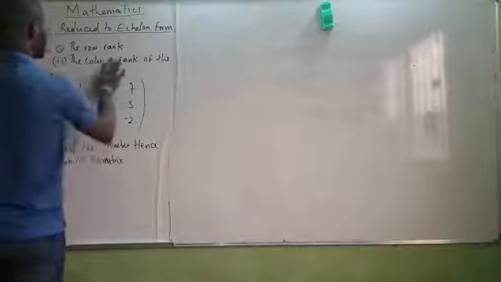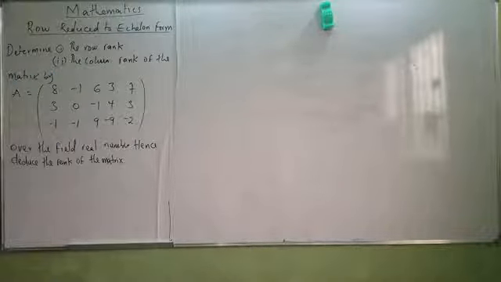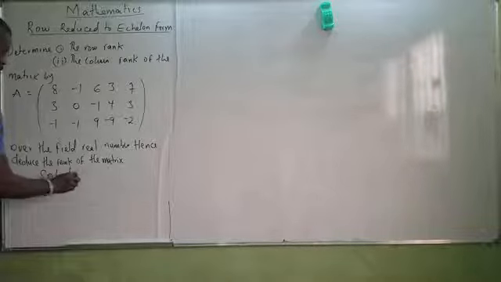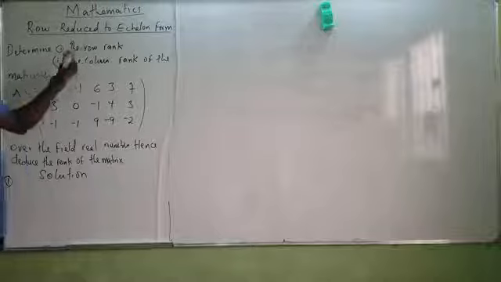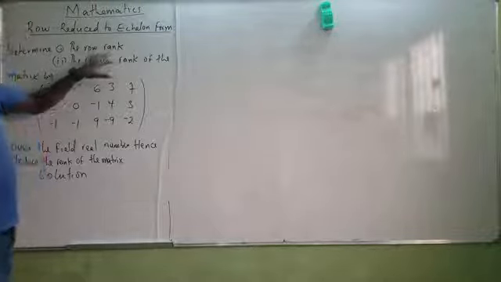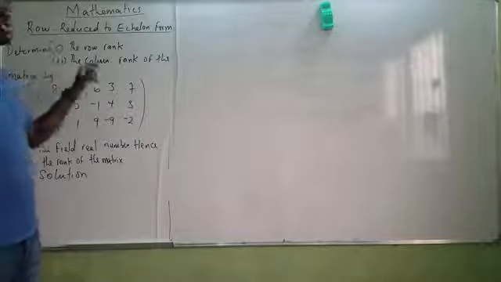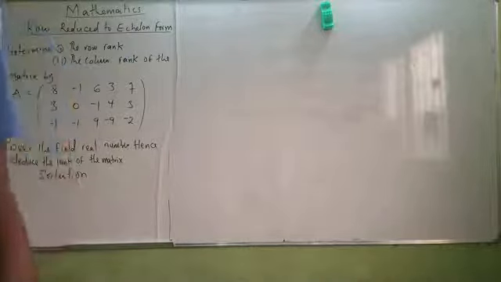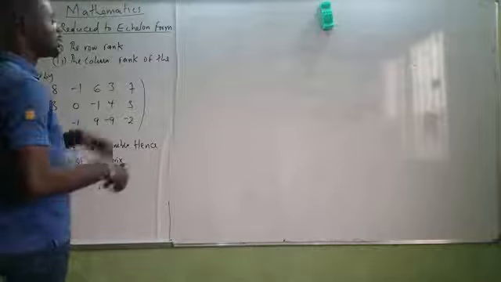Now, let's see how it will be. I have this type of problem and I want to reduce it. Solution number 1. If I should reduce, I should get the row rank of this particular matrix. It means I must do the echelon form of the given matrix. Now, how do I do the echelon form of the given matrix? I think I've explained that in our previous video.